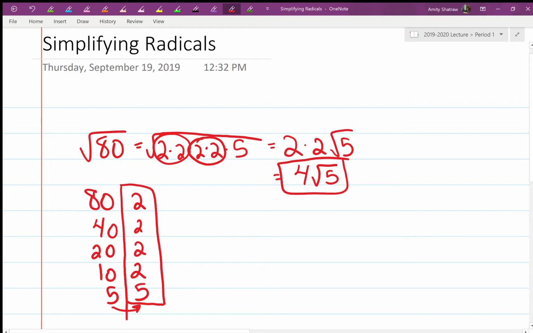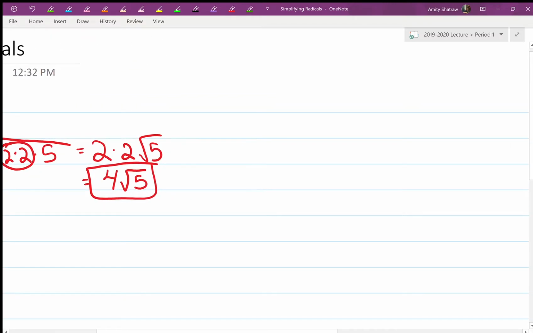Now, it would be nice if I could show you, say, for example, another number, right? Let's just try one more. And I'll say, how about the square root of 90? Well, if you factor it, I say 90 is divisible by 2, so I'll go ahead and do that, and I'll get 45, which is not divisible by 2. So the next prime number I would look at would be, say, 3. Is 45 divisible by 3? Yes, it is.